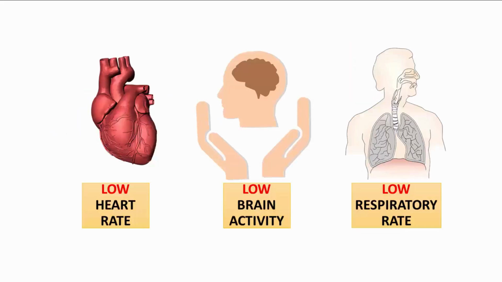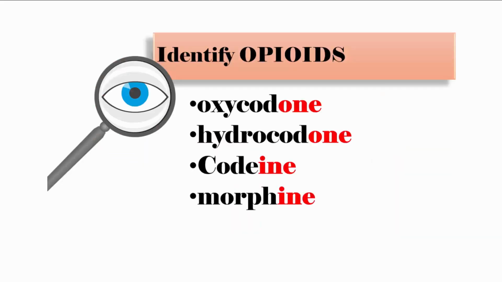Whenever you think of opioids, remember opioid contains the O like that in LOW. It lowers the respiration, decreases brain activity, or causes sedation, and decreases the heart rate. That is, it has a bradycardic effect. Remember ONE or INE at the end of some common opioids like oxycodone, hydrocodone, codeine, and morphine.